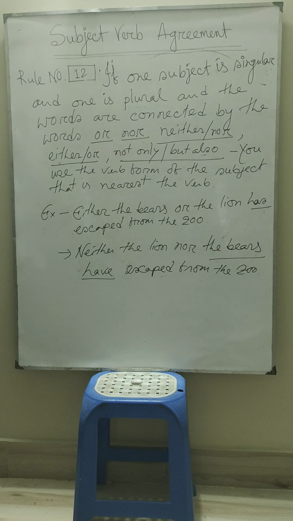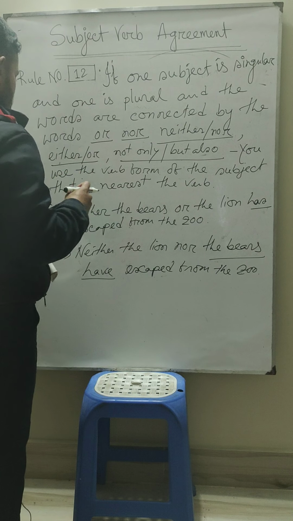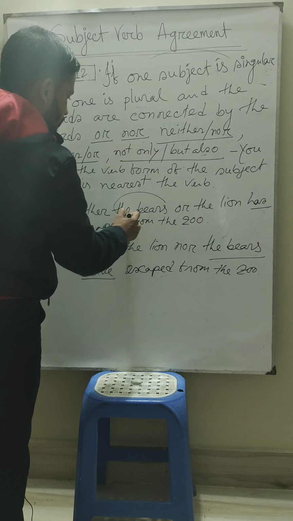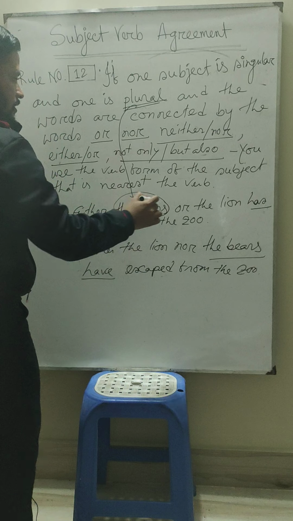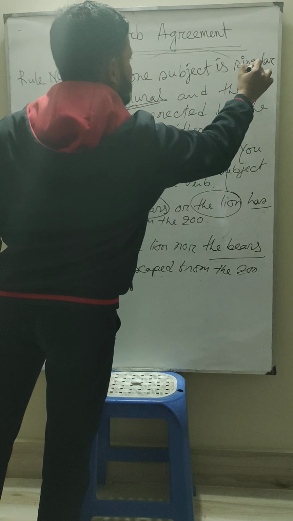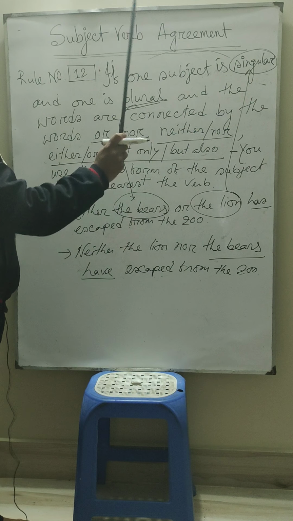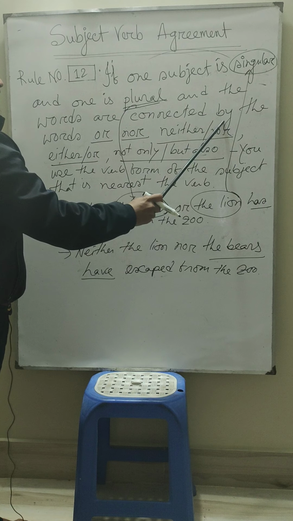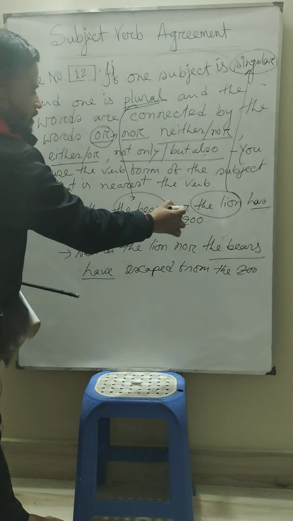Please notice rule number 12. If one subject is singular and one is plural. Here you see in this example, one subject is plural and one subject is singular. The bears and the lion are connected by the words. Which words? Or, etc. Here we find or.